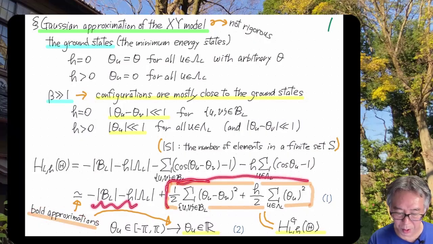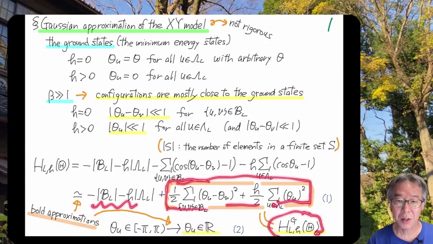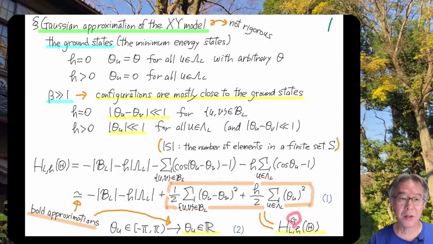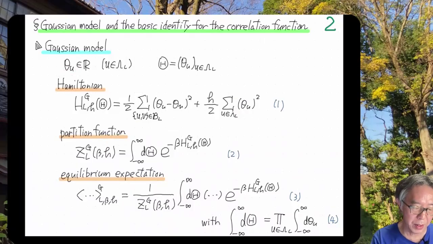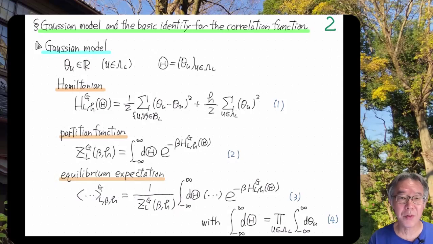Now, these are just constants, so this is the main part of our Hamiltonian. Let's call this Hamiltonian H_G, where G stands for Gaussian. This is our Gaussian Hamiltonian. So here's the summary for this approximate model. First of all, this is the origin. Our spin variable is now theta_u, which takes values in the real numbers. So this is a very simple scalar field theory, and that is okay.